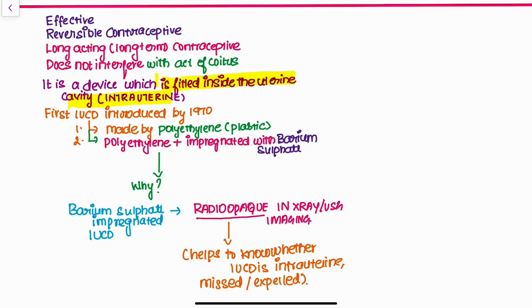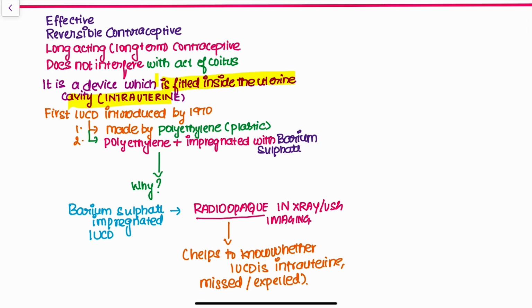Okay. So now moving back to the discovery of the IUCD. See, it is not very important to learn about the discovery, the year, who invented it. That is not important for us. But it is important to know which came first and which was later replaced by what. Right? So the first IUCD was introduced in the 1970s. Early in the 1970s, the first IUCD was invented, and that IUCD was made of polyethylene, right? Later came the polyethylene IUCD impregnated with barium sulfate.